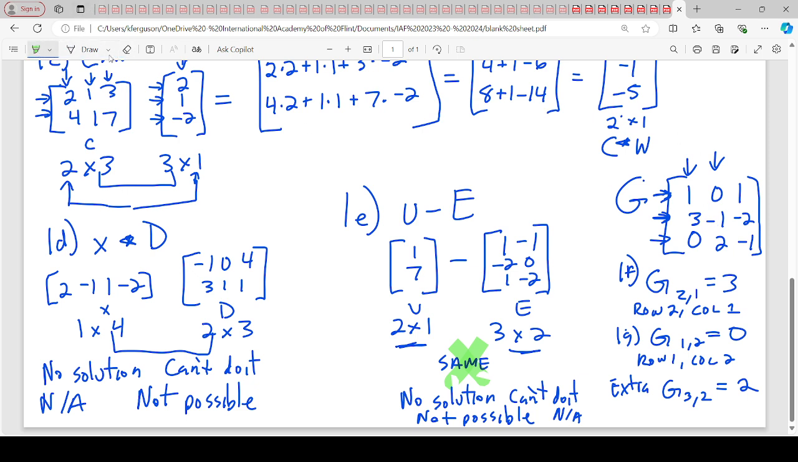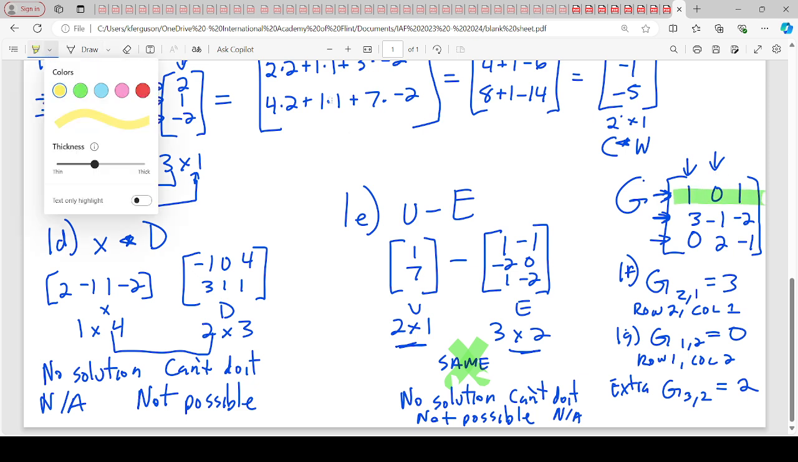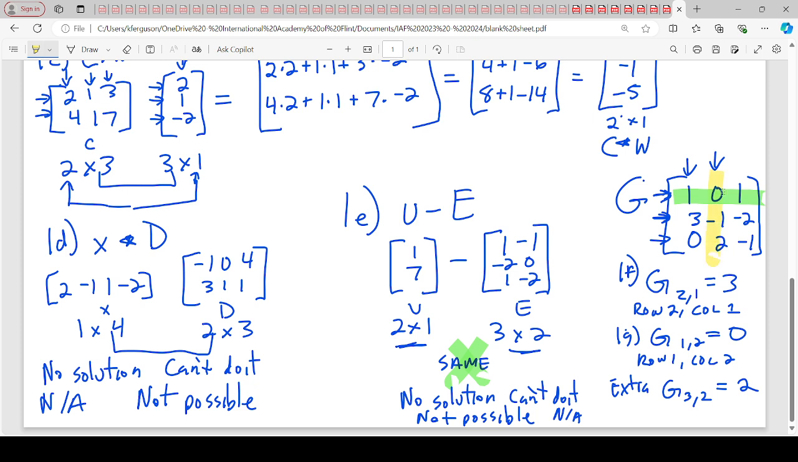All right, so the last one, I go to 1, 2. So first row, second column, and there's my 0. So that's all of those. Well, I need another sheet so we can talk about problem number 2.